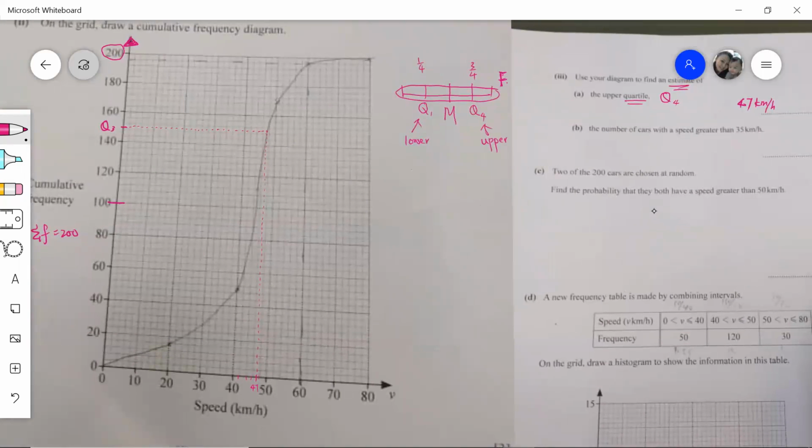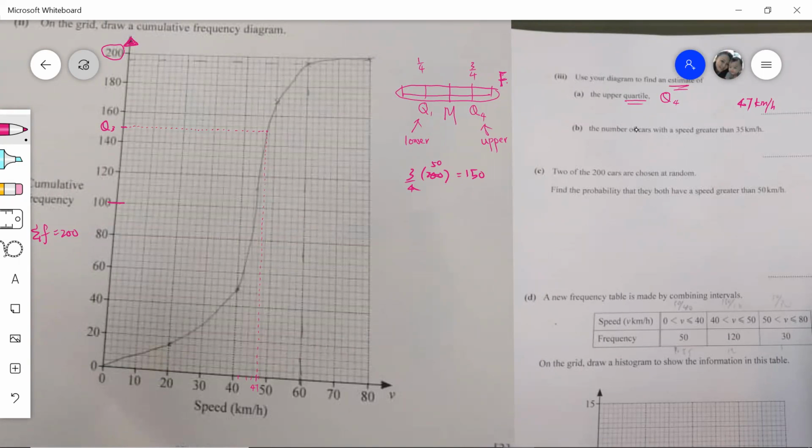Or you can just use 3/4 out of 200. So we are actually looking at 150, our F. We're looking at 150. So 150 is over here. Okay. And then we look for the corresponding x-axis value, which is the V.